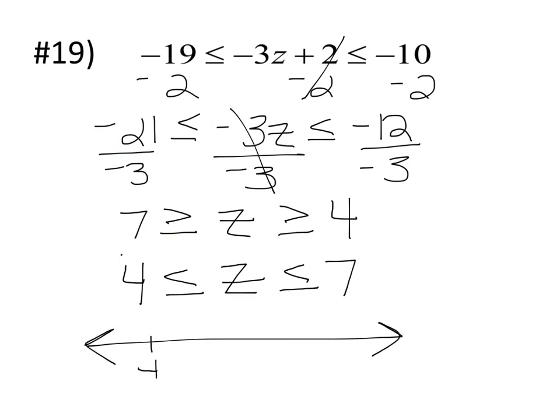Okay, so then you go 4, 5, 6, 7, 8. Z is in between 4 and 7. So shade in between 4 and 7. It's as easy as that.